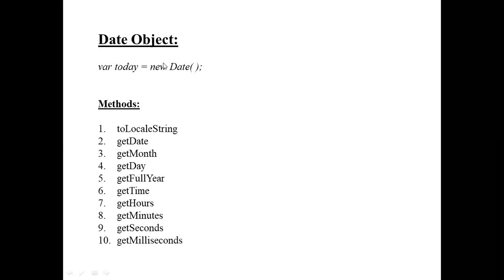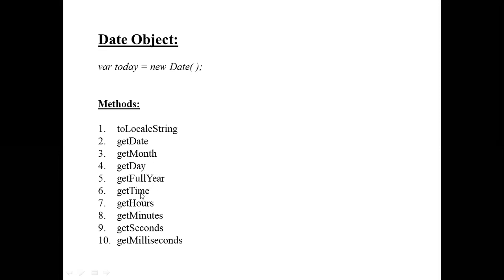First one, if you want to access this method, toLocaleString: today.toLocaleString. Next, getDate. If you want to get the day of the month, today.getDate. Next, getMonth, today.getMonth. That means it returns the month of the year as a number in the range of 0 to 11. Next, getDay, the day of the week as a number in the range from 0 to 6. Next, getFullYear, today.getFullYear, that is it returns the year.